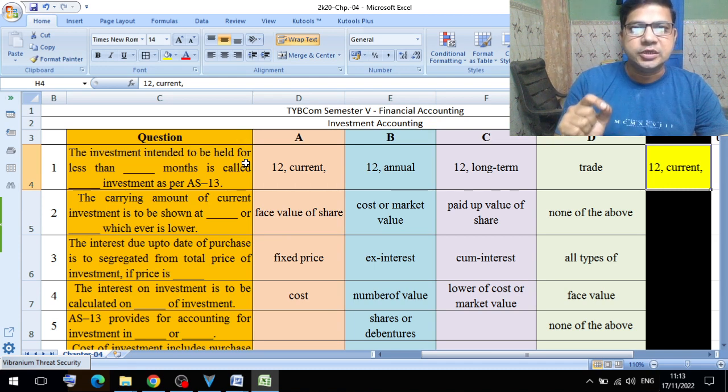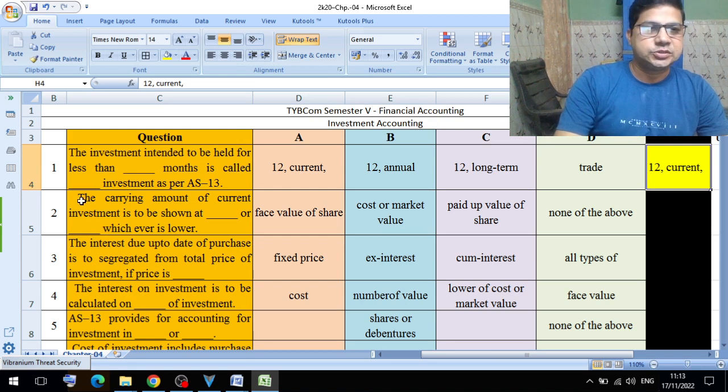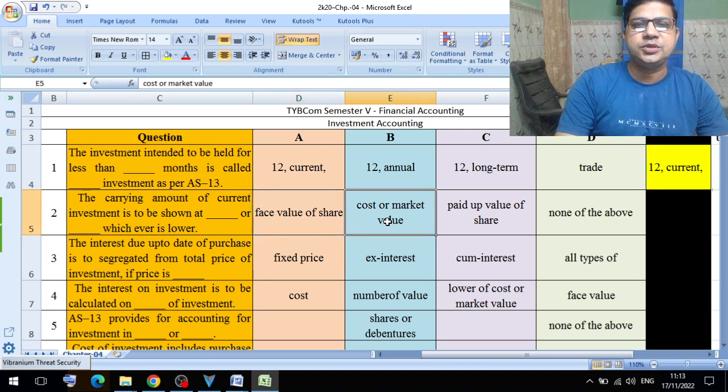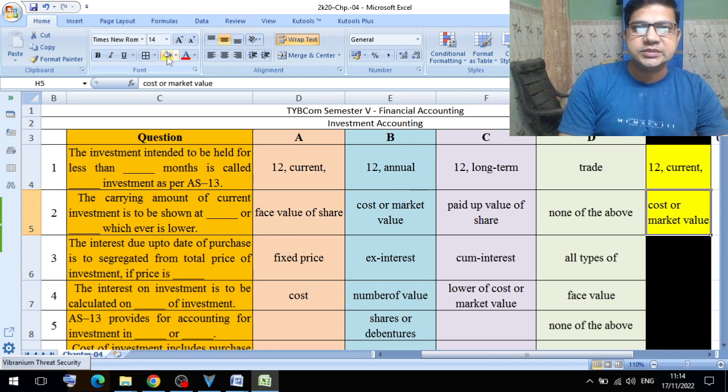Next, the carrying amount of current investment is to be shown at dash or dash, whichever is lower. Option A face value of shares, option B cost or market value, option C paid up value of shares, option D none of the above. Which one is the best option? The appropriate option is cost or market value, whichever is lower.